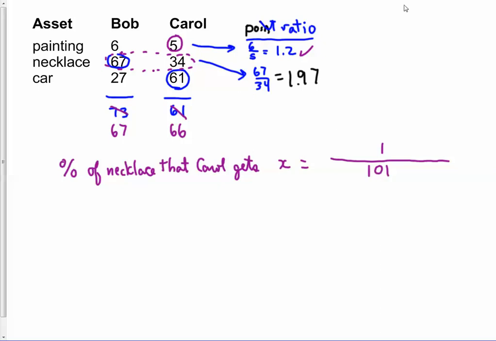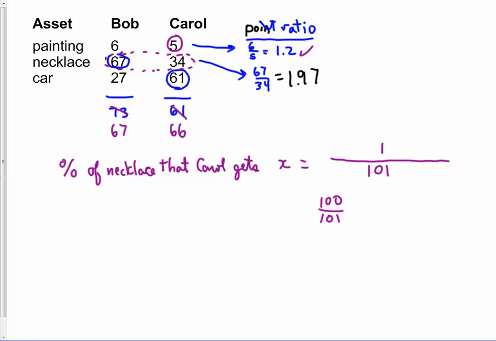And so Carol actually gets just a tiny fraction of the necklace, 1/101st maybe is how you would say that, of the necklace. And so Bob gets the other 100 out of 101. He gets that percentage of the necklace. And you can leave them as fractions, you can turn them into percentages, however you want to think about it.